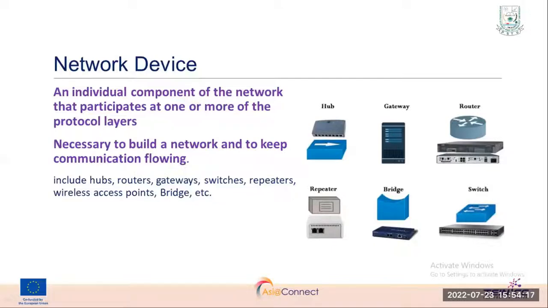So different network devices work in different layers, and we'll learn about these devices, which device works on which layer, and the functionalities and operational mechanism of these devices. Network devices are necessary to build a network to keep the communication flowing. As in our previous lecture, we learned about nodes and links. Nodes are devices like computing devices and other network equipment which make up the transmission lines, including hubs, routers, gateways, switches, repeaters, wireless access points, bridges, etc.